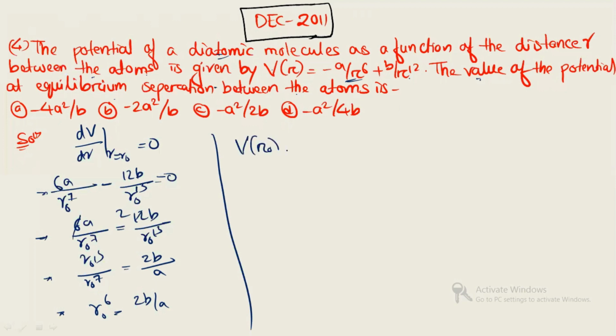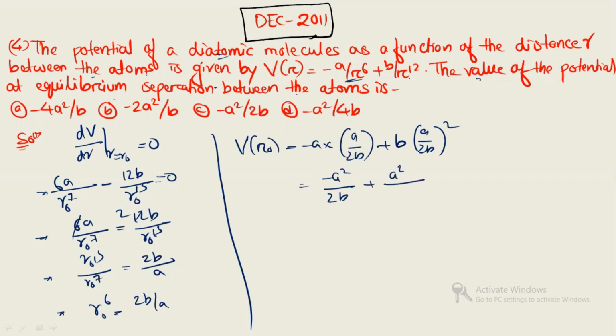So V(r naught) equals minus a by r naught to the power 6, where r naught to the power 6 is 2b by a, so this is a by 2b reversed, right? And here you have plus b by r naught to the power 12, so it will be a by 2b whole square. So this is minus a square by 2b plus a square by 4b. b and b get cancelled, and this will give you minus 2a square plus a square over 4b. So minus a square by 4b.